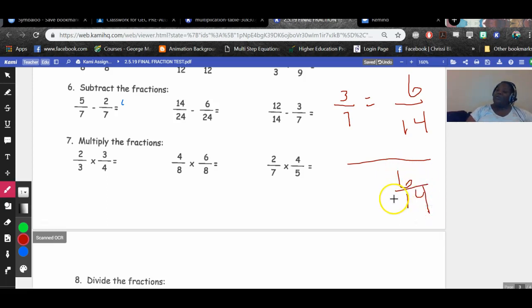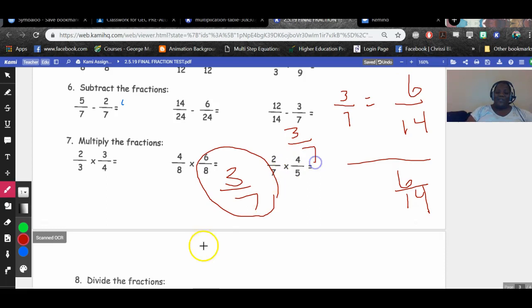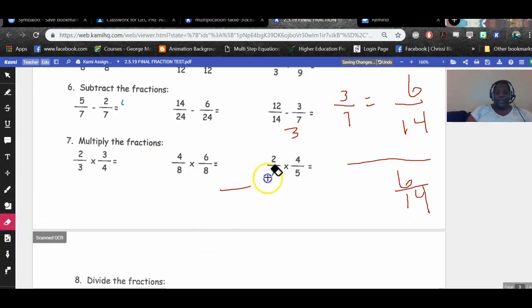14. 2 even numbers. So, reduce. I'm going to reduce by 2. 2 will go into 6 3 times. 2 will go into 14 7 times. Final answer ended up being 3 7ths. There it is. Right? Now, these are easy multiplication problems.